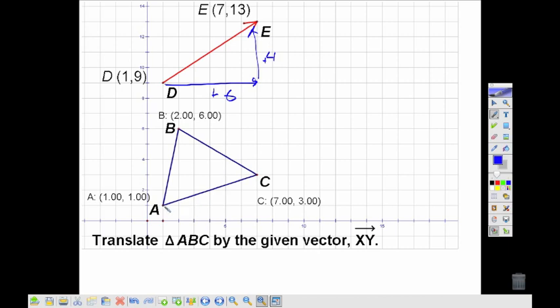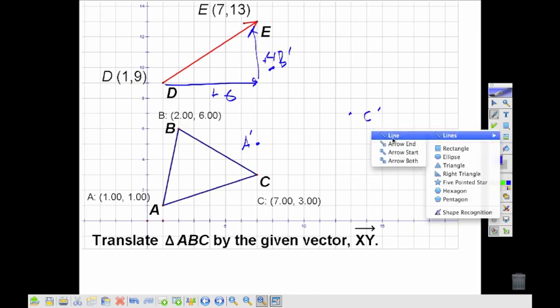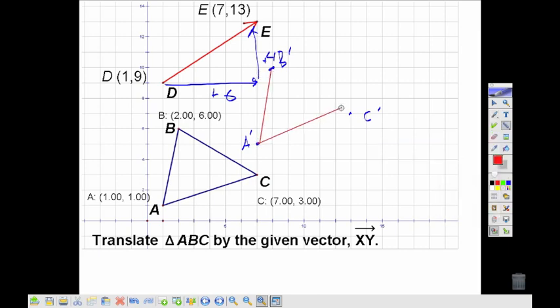So if I want to translate this by the given vector, I would count for each point going over 1, 2, 3, 4, 5, 6, and up 1, 2, 3, 4, which will take me to my new point A, which we'll call A prime. I can do the same with B, 1, 2, 3, 4, 5, 6, and count up 1, 2, 3, 4 for my B prime. And then my C, 1, 2, 3, 4, 5, 6, 1, 2, 3, 4. There's my C prime. And we can complete it by connecting the dots and getting our triangle.